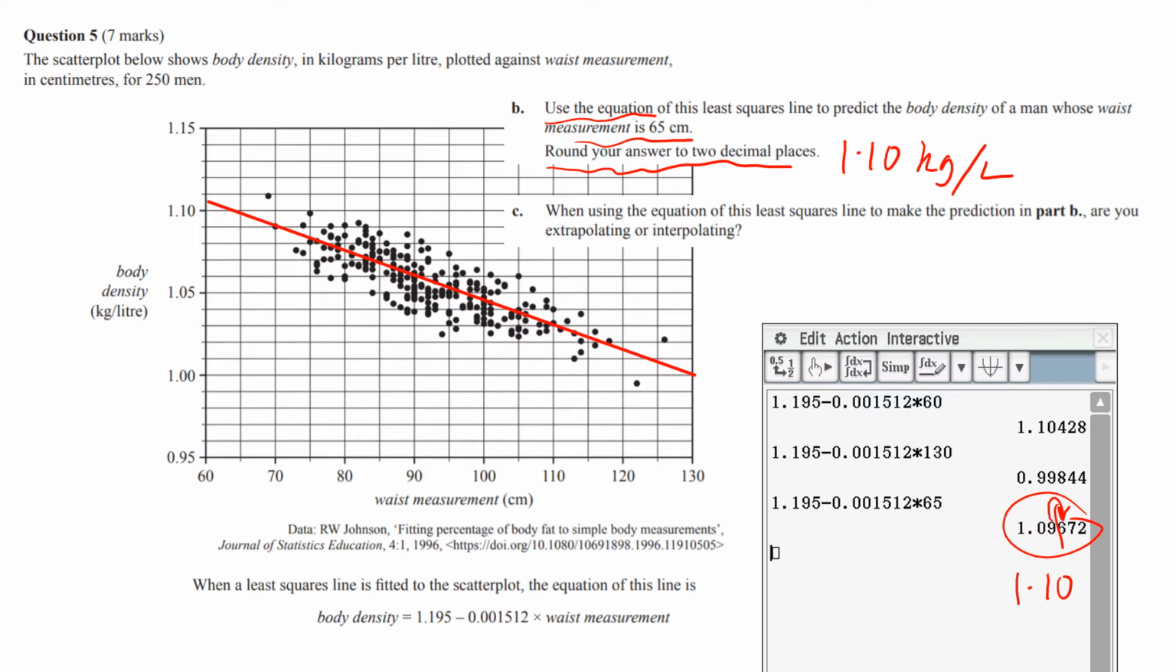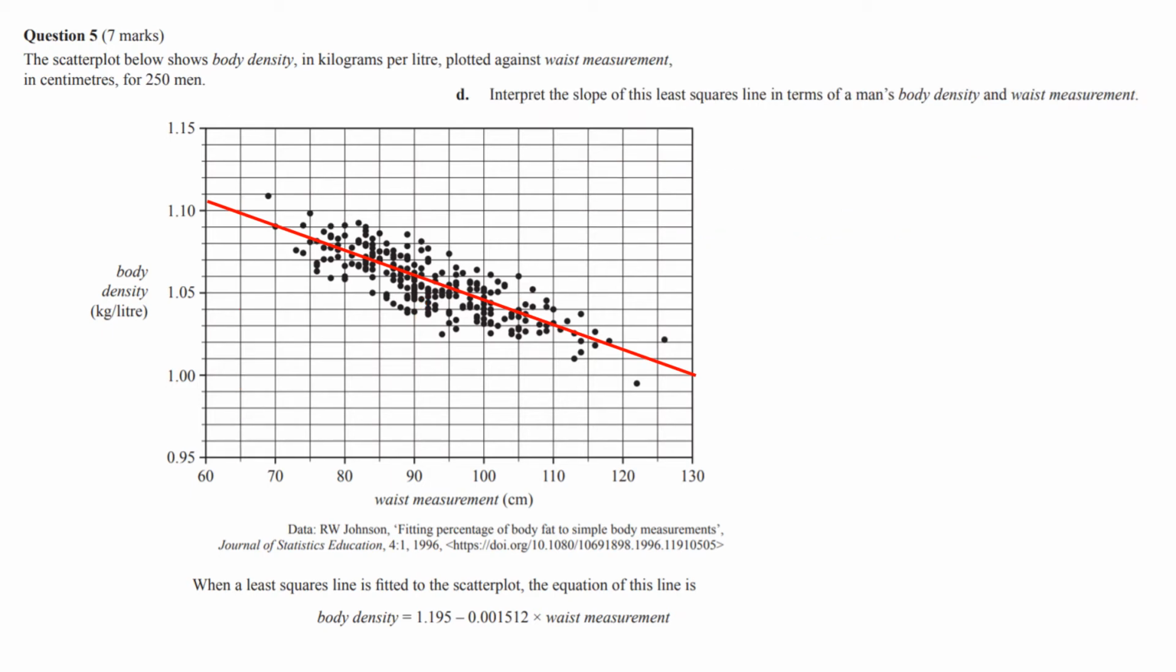Then the next one is when using the equation of the least squares line to make the prediction in part B, lovely, 1.10, are you extrapolating or interpolating? So 65 is here, and if you come up like, yeah, it looks clearly like there's no data points, it's not between data points. So if you're here or here or here, you're interpolating. This is quite clearly extrapolating. There's no data to the left and right. It's only data to the right. So it is extrapolating.